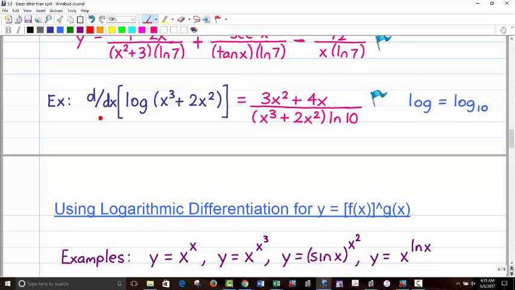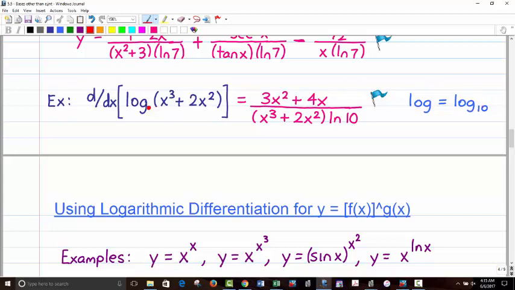Let's see, so d/dx of log(x cubed plus 2x squared). Okay, that's over here. I wrote this over to the right. It goes back to basic ideas behind logarithms. Perhaps you've forgotten this, but now you'll see it.